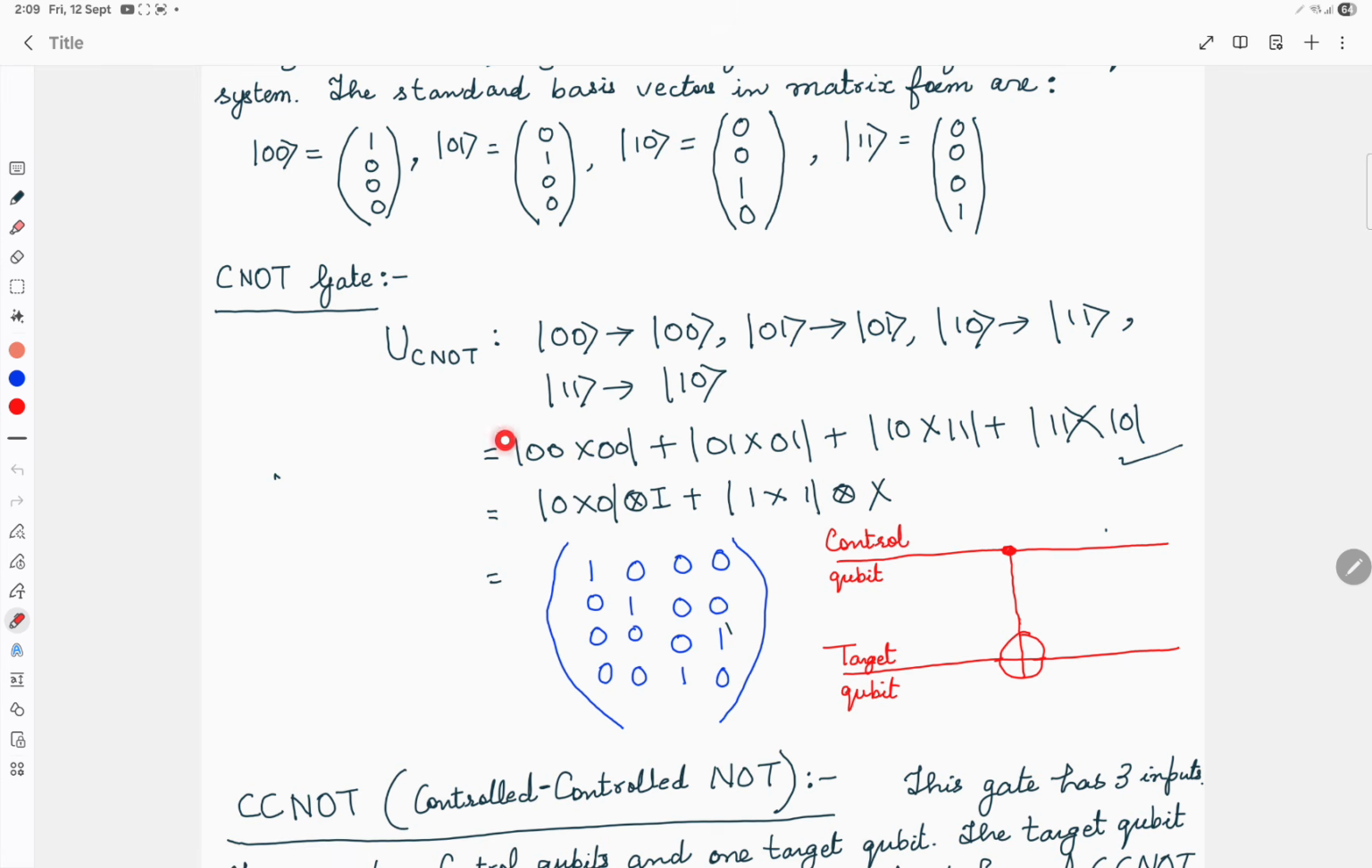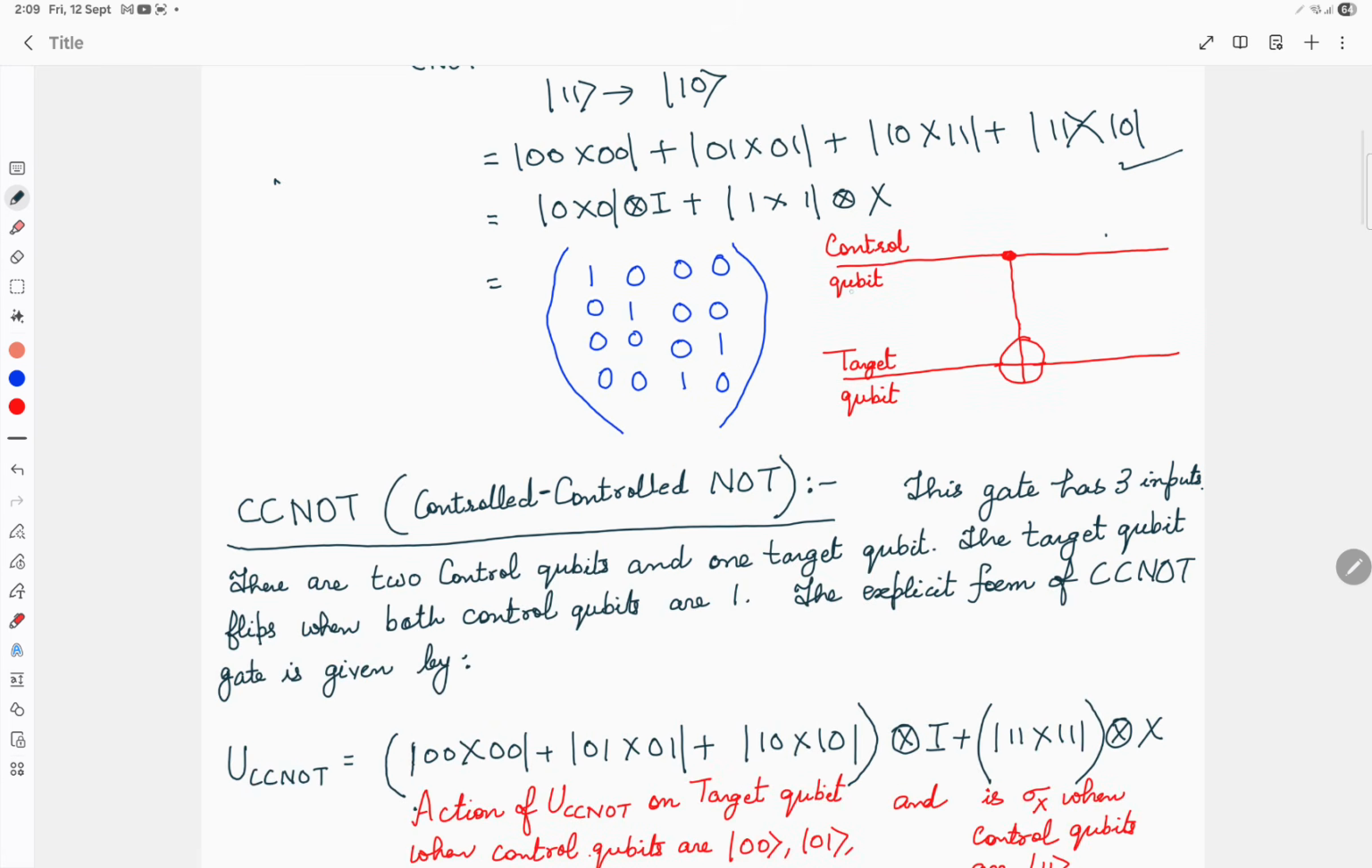This is the representation of the C0 gate in terms of the outer product of the respective eigenstates. And this is the representation of the explicit form using the identity and the Pauli X gate, because when you open this outer product and solve this equation, you will get this matrix. You look at the last part of the matrix, you will see that it is actually a Pauli X gate that represents the flipping operation when the control qubit is 1.